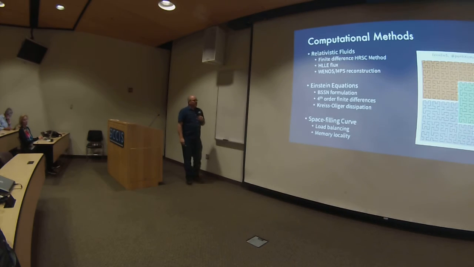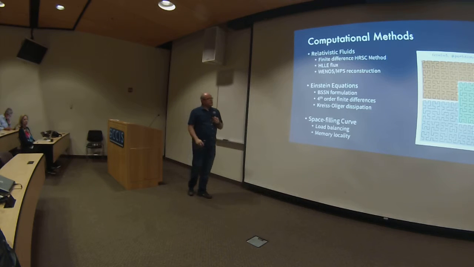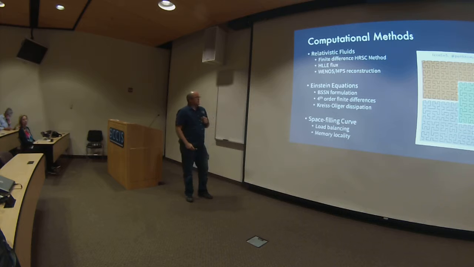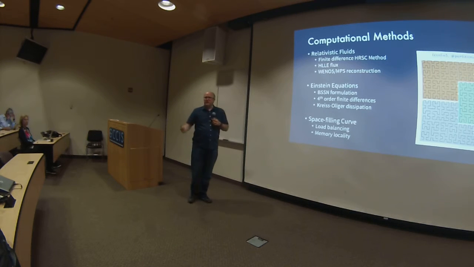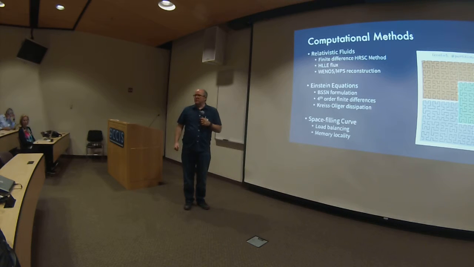The basic computational methods that we use are fairly standard. I'm going to talk mostly about the Einstein equations. We're using the BSSN formulation currently with fourth order spatial differencing, and we're using Kreiss-Oliger dissipation. The load balancing is done with a space filling curve, so this is a Hilbert curve, a level 5 Hilbert curve, and it gives an easy way to simply divide that among three domains in a way that optimizes for locality, so that points that are next to one another physically are on the same processor as much as possible.